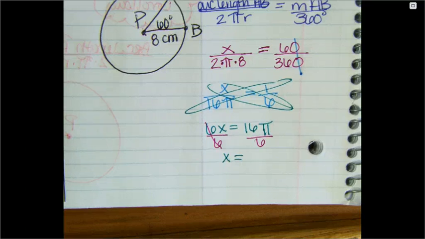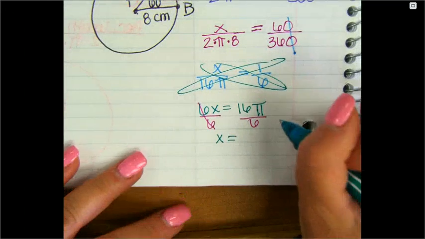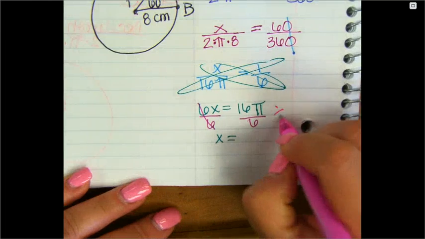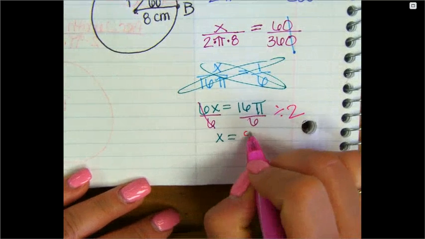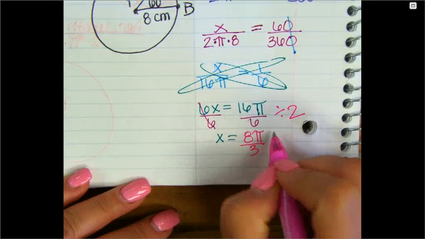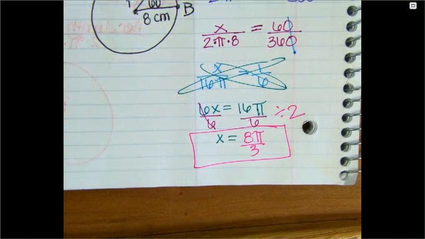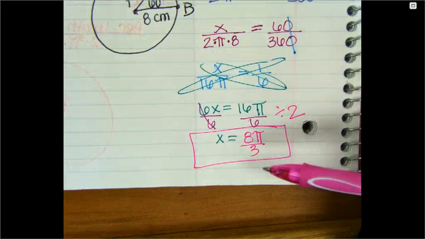Wonderful. This means simplest form in terms of pi. Might want to write that down. Simplest form in terms of pi. So in other words, is this simplified? No. What can I divide into 16 and 6? Divide by 2. When you divide by 2, what do you get? 8 pi over 3. This here is in simplest form in terms of pi, because I can't divide anything into 8 and 3.